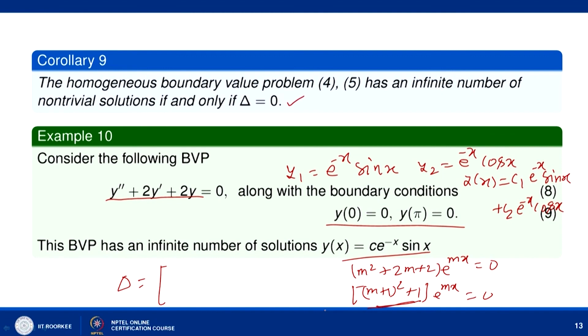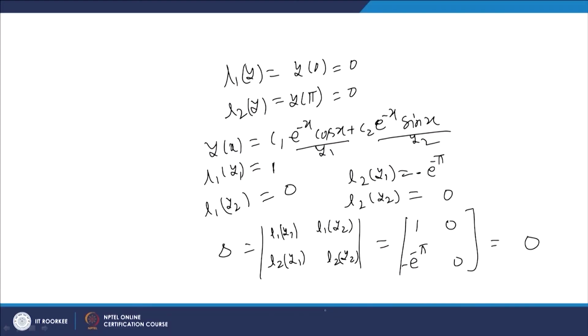How to find them is up to you. You have a general solution and you have the boundary conditions, so you can easily find the solution. Let me say your general solution is this. Then y(0) = 0 simply says that C1 has to be 0, using y(0) = 0.